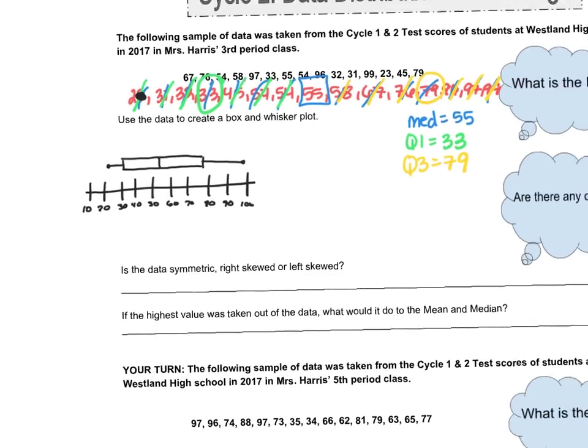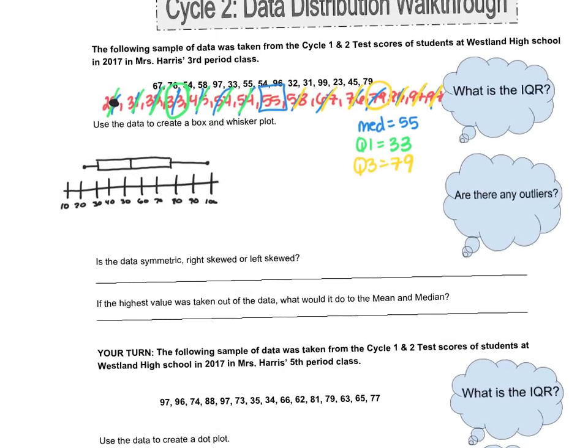Now we have some questions we want to answer. What is the IQR? Remember, the IQR is Q3 minus Q1. In this situation, our IQR is 79 minus 33, which is 46. So our IQR is 46. Again, that is just the width of our box. That is our IQR, the interquartile range, the range of our box.